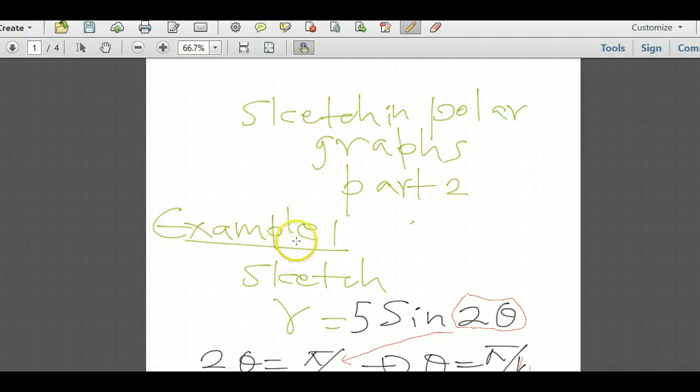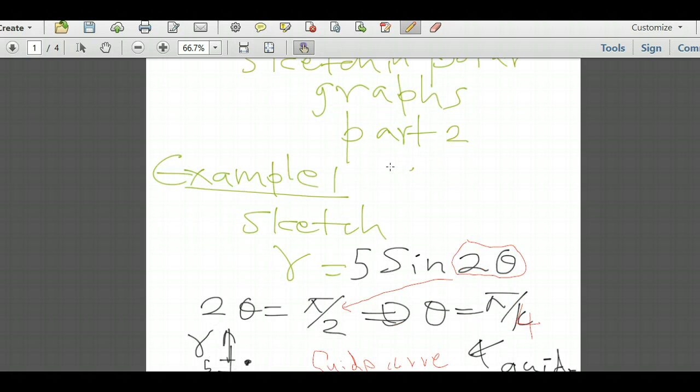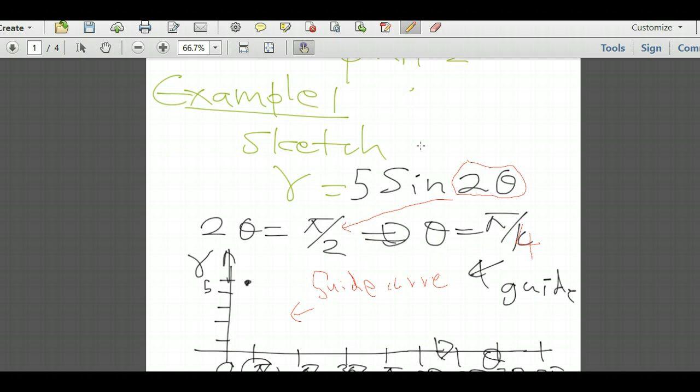Good evening. So this is my second session on graphing polar equations. Now we are going to look at ways of graphing more complicated polar equations. This is a bit of a long video, so I will probably have to break it into two pieces. So let's see whether we can graph this one. r is equal to 5 sine 2 theta.